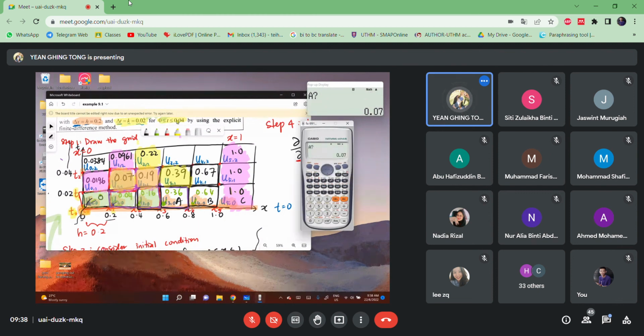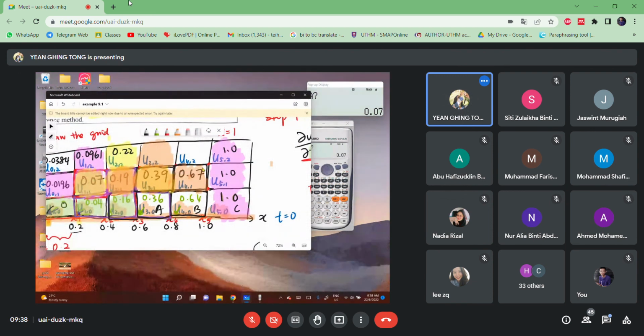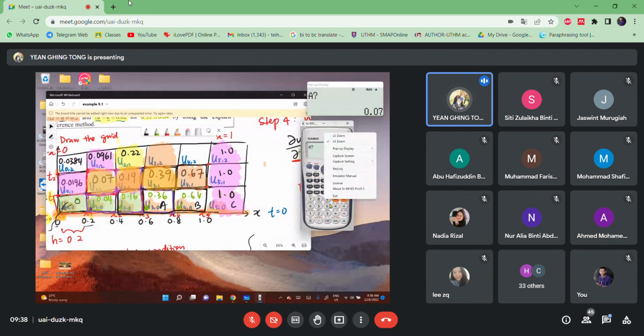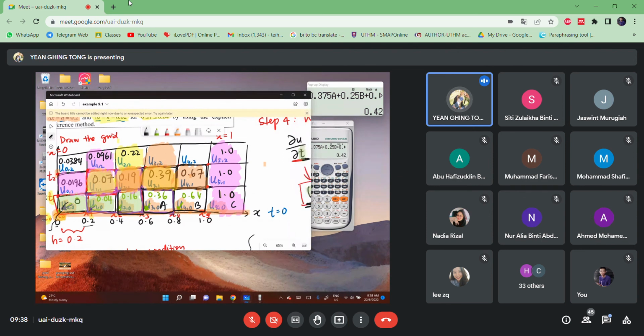And then calculate again. So next will be this one. This will be the value that we want to find, U32. So this will be A, this is B, this is C. So A is 0.19, B is 0.39, C is 0.67. So you get 0.42.